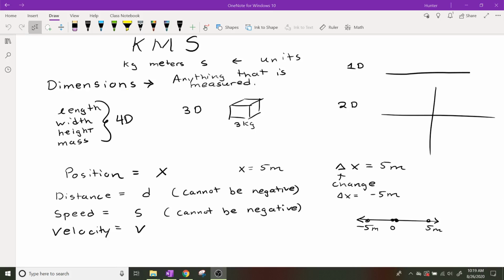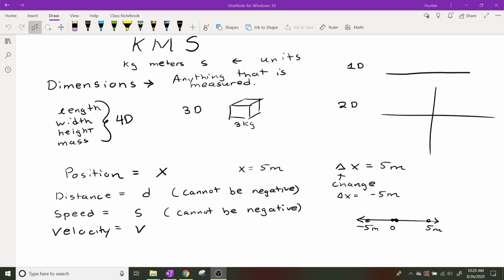Okay. From last time we learned that distance can't be a negative number. It doesn't make any sense for distance to be negative. We learned that position, since it's kind of a spot on a grid, can be negative. So if you move to the left or move to the right, that is important to us.